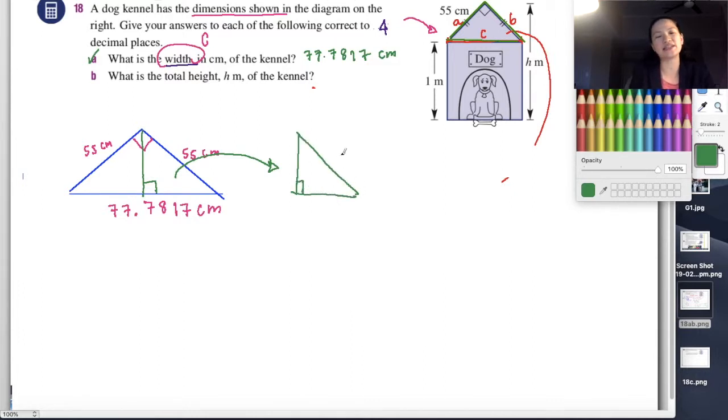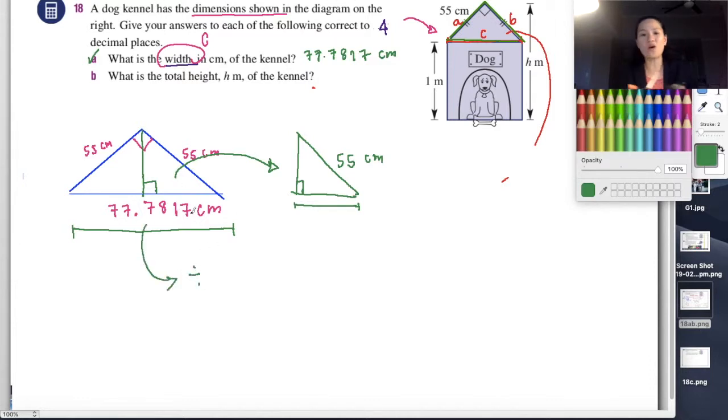I know that here the hypotenuse is 55 centimeters. I want to know just this one. I know that the width of all of this is 77.7817. What I do here is divide this number by 2. The answer turned out to be 38.8909 centimeters. Wow, that's okay.